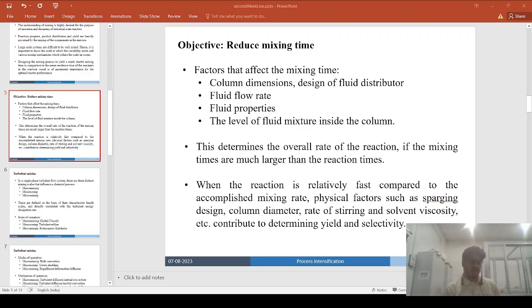So fluid flow rate plays a very important role in reducing the mixing time, and similarly fluid properties. For a given flow rate, if you have a very high difference in the viscosities or the densities of the phases of the multiphase flow system, you may observe flow stratification to happen. That is unwanted. You do not want that to happen.